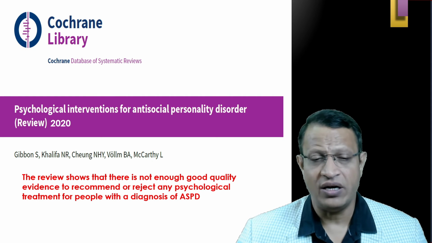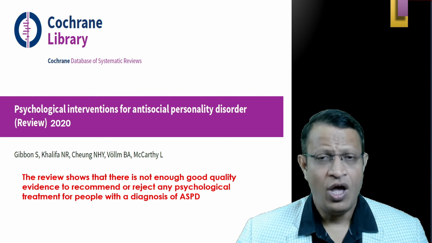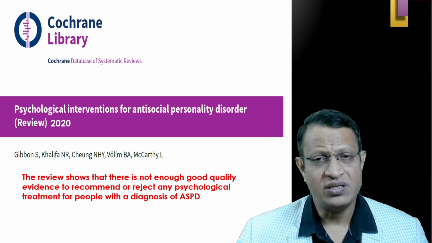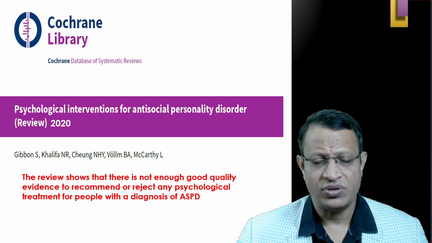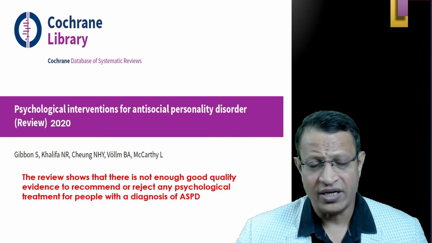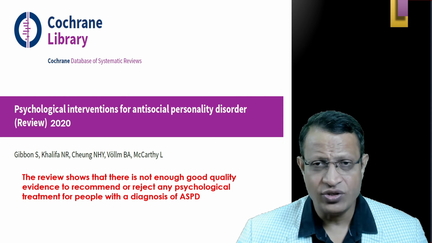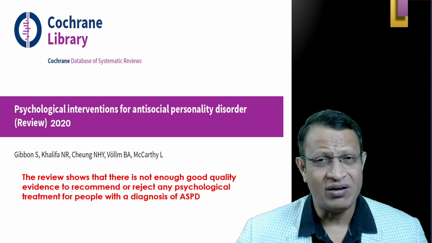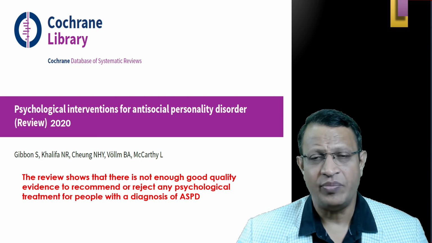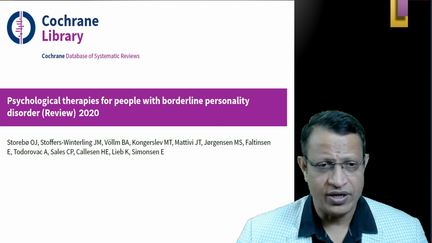Similarly, what about psychological intervention? Again, this study was done by a Cochrane group, Gibson and his colleagues, in 2020. With regard to psychotherapy, this report clearly said that the review shows there is not enough good quality evidence to recommend or reject any psychological treatment. That means with regard to antisocial personality disorder, neither pharmacological treatment nor psychological treatment can be recommended. Let's move on to borderline personality disorder.